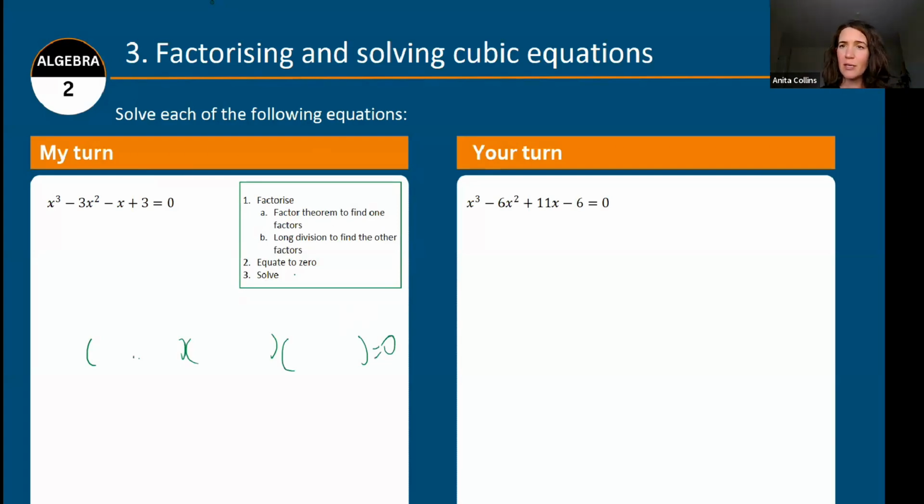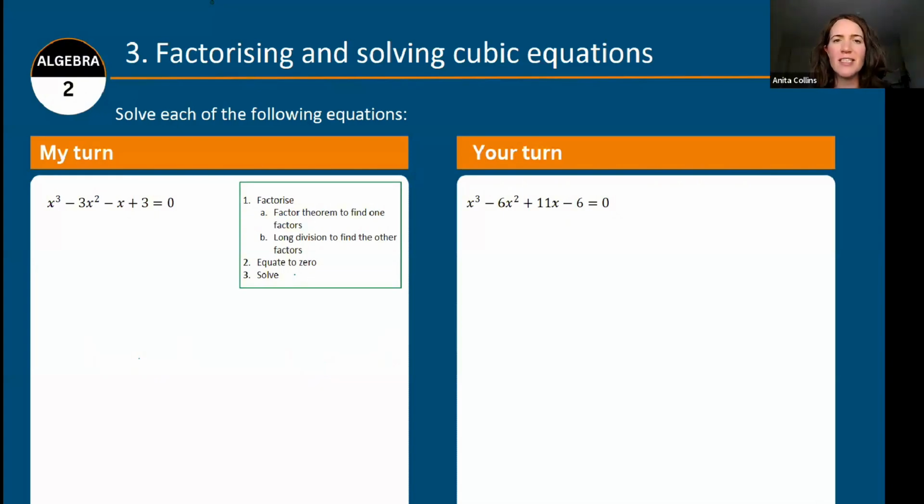The first bracket equals 0, second bracket equals 0, and the third bracket equal to 0. But there's quite a bit of work to be done to get it into this factorized state with the 3 brackets. So how are we going to do that? I've written the steps up here for you. The first step is to factorize it. This is the difficult part.